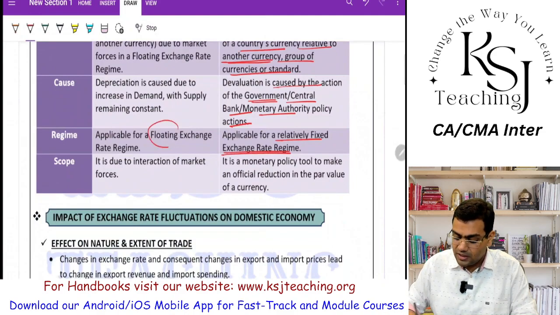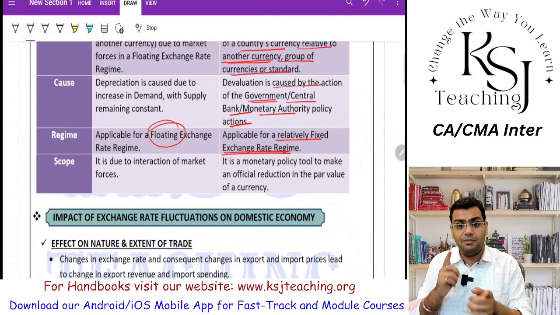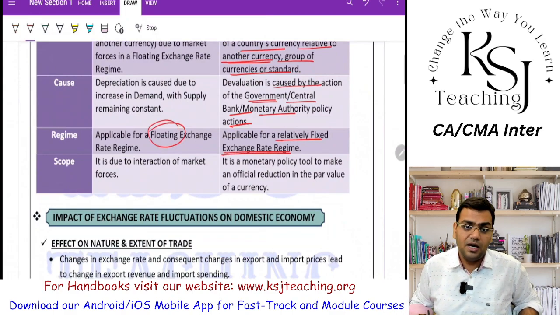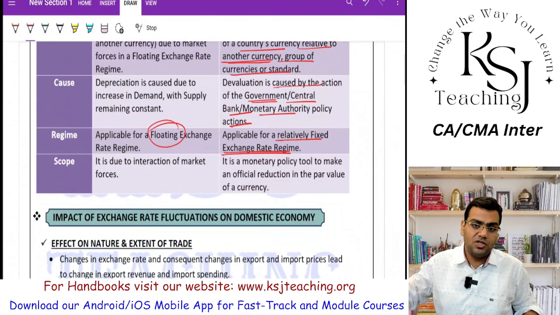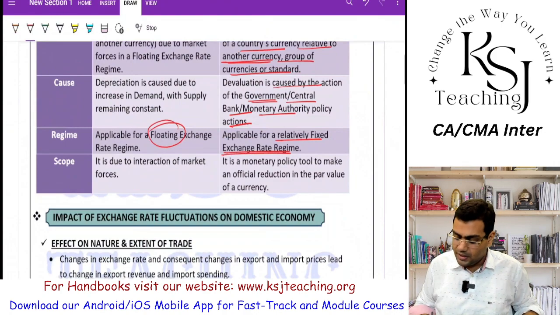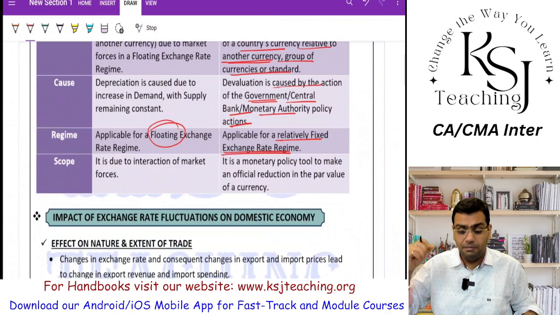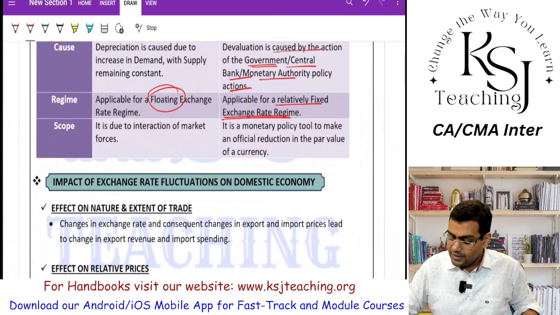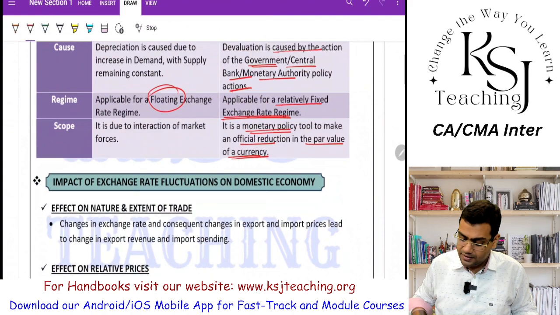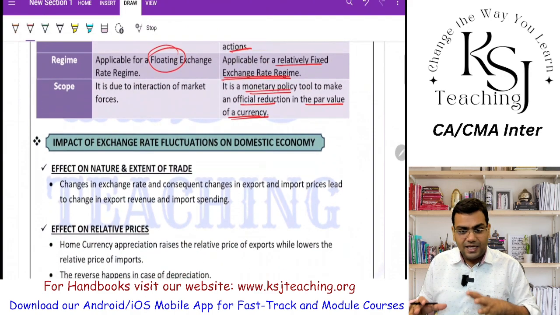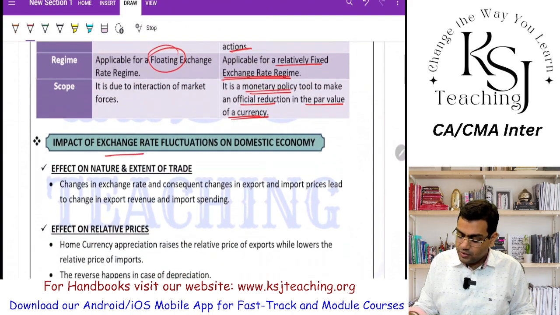Whereas depreciation is in case of floating, because it is being determined by the demand and supply, and we studied about that. In case of floating exchange rate, it is determined by demand and supply, whereas if you have a fixed exchange rate, there is the intervention of the central government or the central bank also, right? It is a monetary policy tool to make the official reduction in the par value of the currency and boost the exports basically, right? So the next topic, the impact of exchange rate fluctuations on the domestic economy, right?